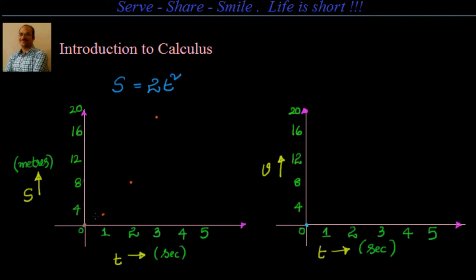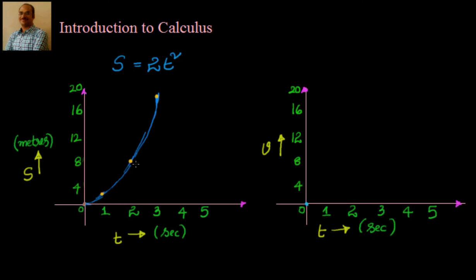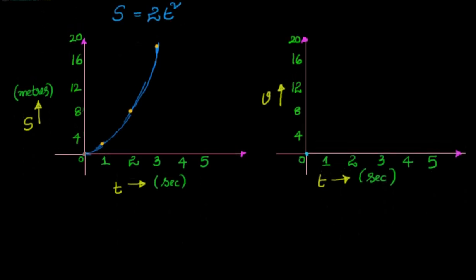So let's try to just join that. Okay, we can look at the graph now. We have s equal to 2t square graphed here. Now we want to use differentiation to find out the instantaneous velocity at a particular time. Now how to find out the instantaneous velocity at a time t equal to 2 seconds? I have couple of options. Let me just go through them and see which one makes sense.